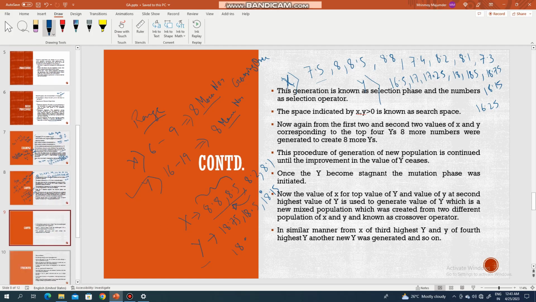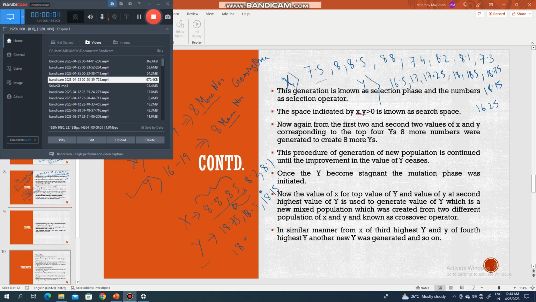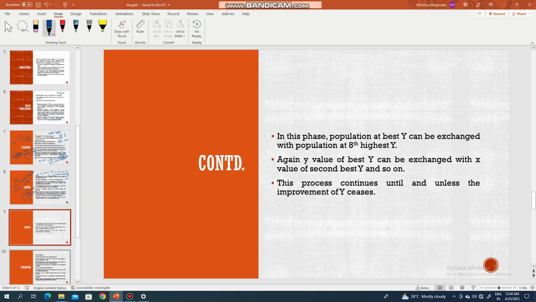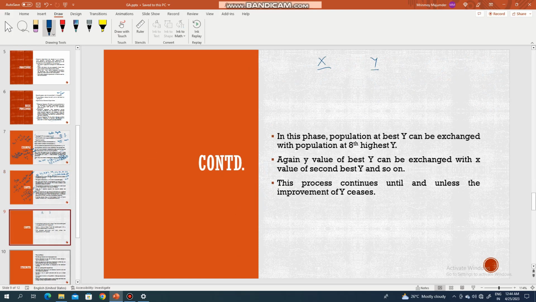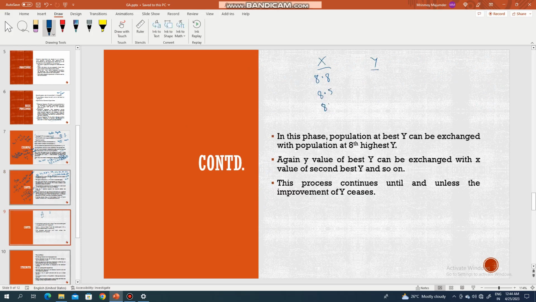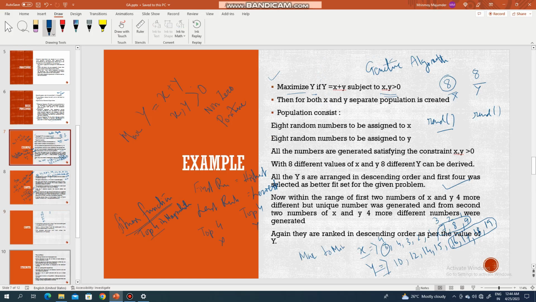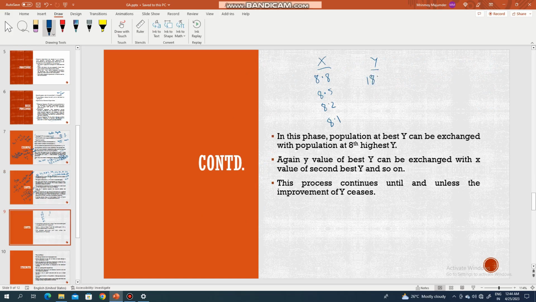So let me explain it in a better manner. Let me explain it with a very clear picture. So this is the X population, this is the Y population. Now for X, this is 8.8, 8.5, 8.2, 8.1. And for Y, it will be all 18s, I think. Yes, it will be 18.75, 18.5, 18.15, and 18.